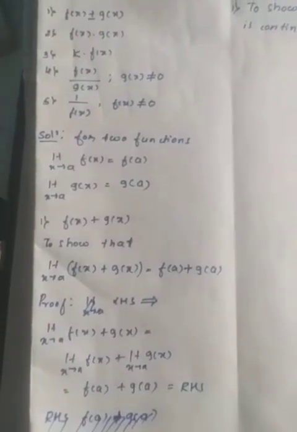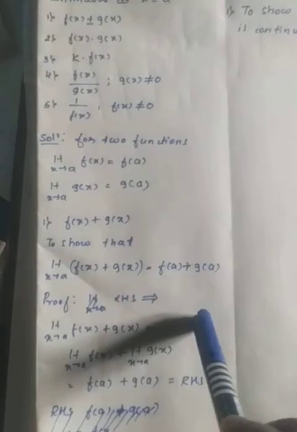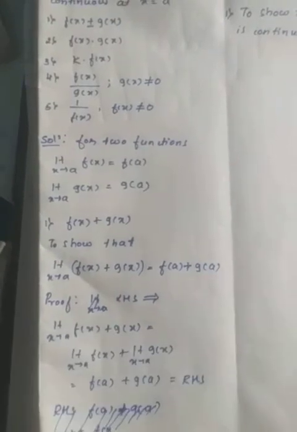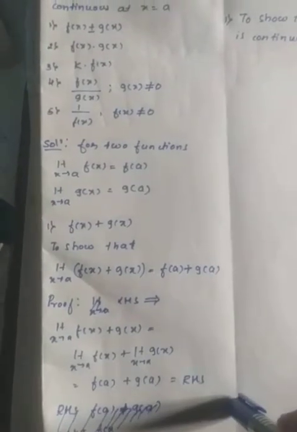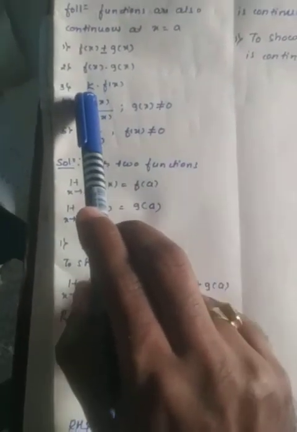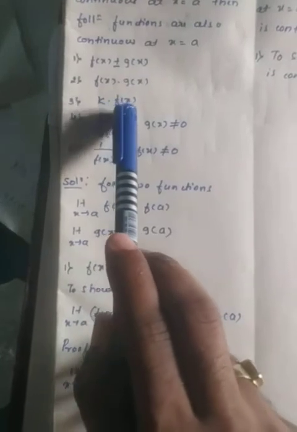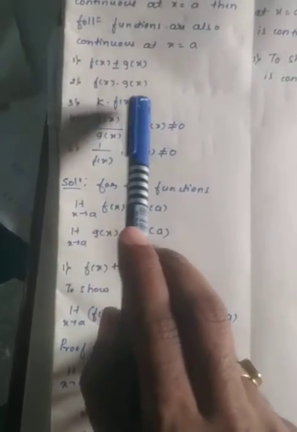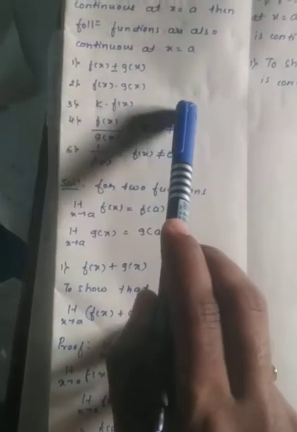Instead of plus, if we substitute the minus, then we get f of x minus g of x. Instead of plus or minus, if I substitute the product, then it is f of a into g of a. So here k is the constant, and here the limit does not exist for the k. So the answer here for this one we will get as what? That is, k times the limit as x tends to a of f of x equals k into f of x.